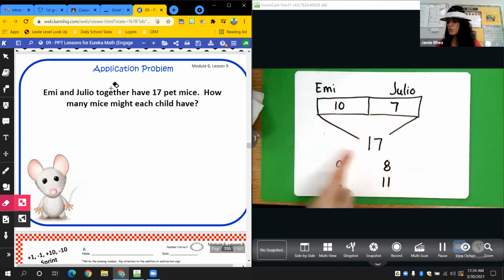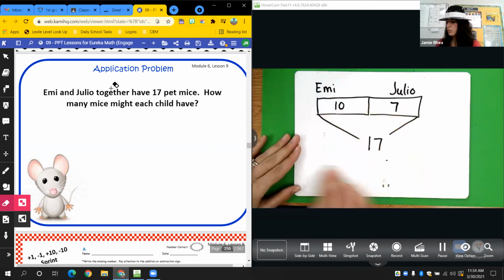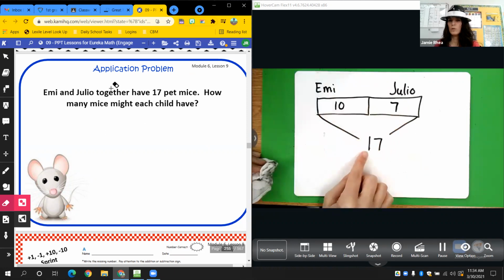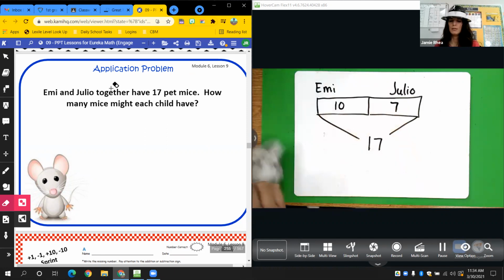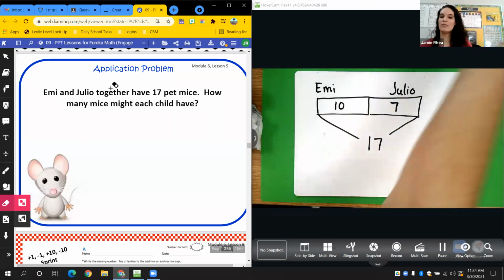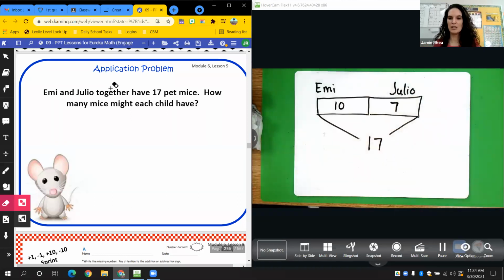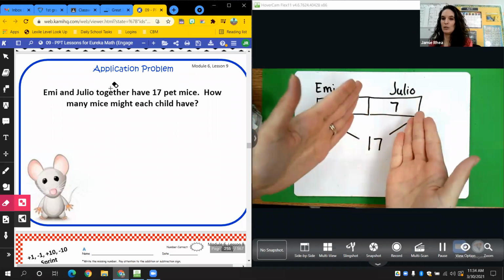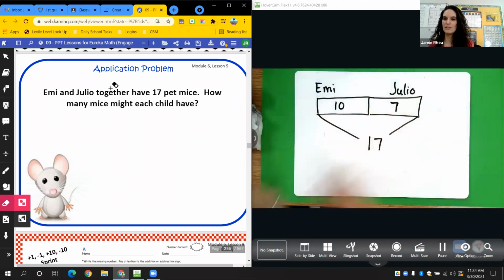But the simplest way I could look at it was to break it into 10s and 1s. We had 1 ten, 7 1s. Emmy had 10 mice, Julio had 7. So that one was a little unconventional today, but we still figured out the answer. How many mice might each child have? Emmy might have 10, Julio might have 7. Together, they would have 17.